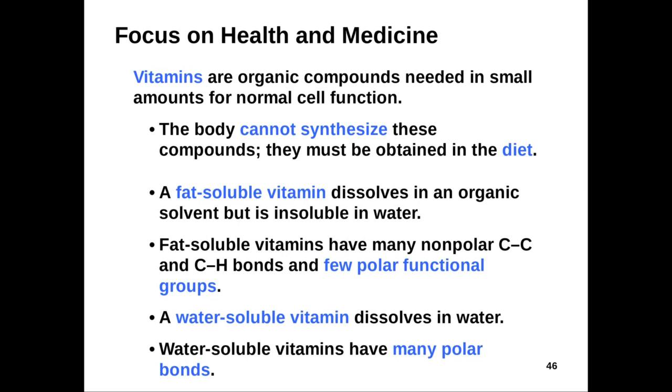So vitamins are examples of organic compounds, and they're needed typically, as you guys know, in small amounts for normal cellular function. Now, the body, as a general rule, cannot synthesize most vitamins. There are some, but as a general rule, like vitamin K, most B vitamins, vitamin A, we can't get those from our own body. We have to eat them. We have to obtain them through our diet.